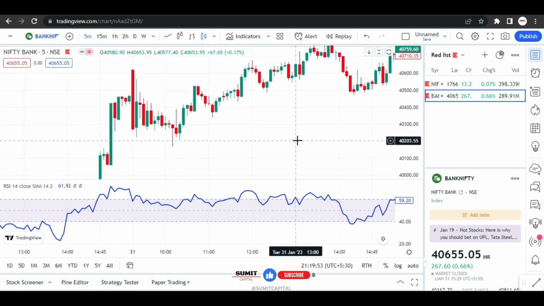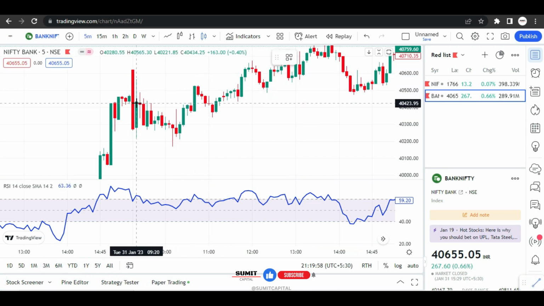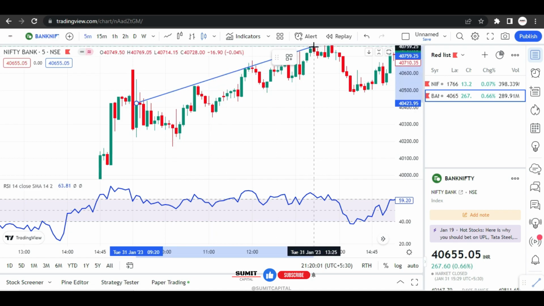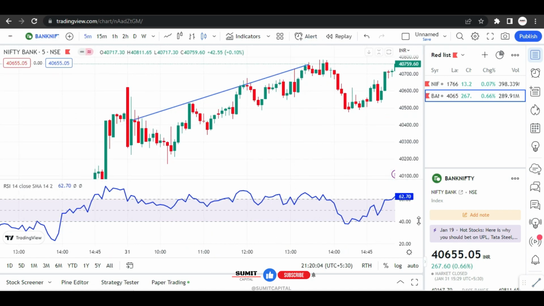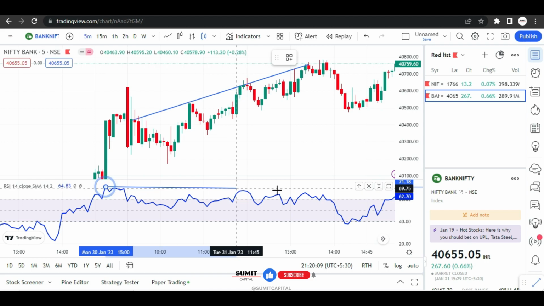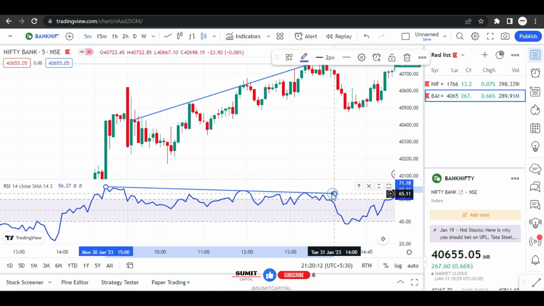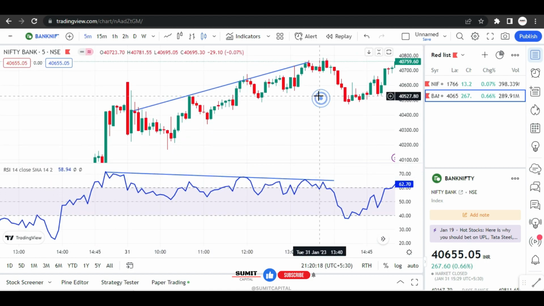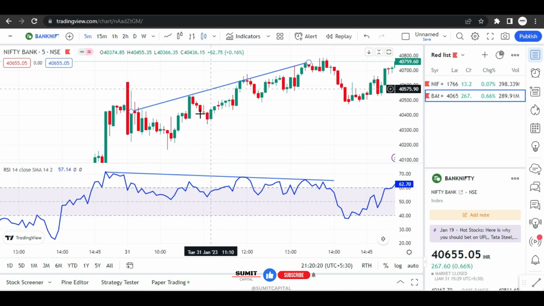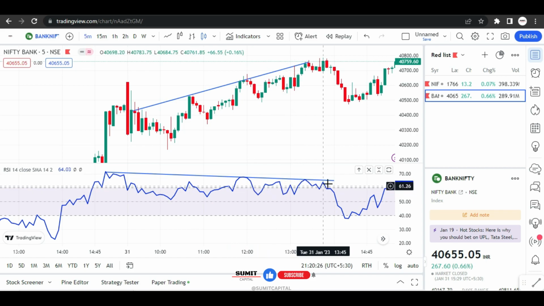So that's one way you can use divergence. I will show you with a trend line. You are able to see that price is making a higher high, but here, if we look at the RSI, it is showing divergence. So this is another way you can use it for seeing divergence. Price is able to make a higher high, but in RSI we are not able to see the strength. Once it comes below 60, it falls immediately till the 40 level. So these are the two ways.